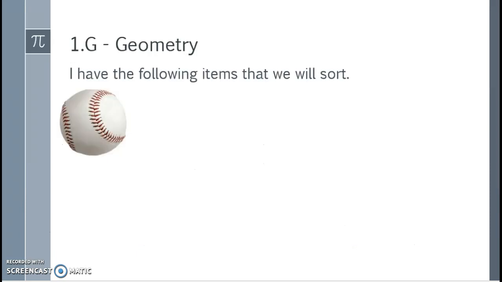So I'm going to sort some of the following items and talk about them here. The baseball is a sphere. It is round like all spheres. I have an orange. An orange is a sphere because it's round like all spheres. However, it is the color orange, but not all spheres are orange.